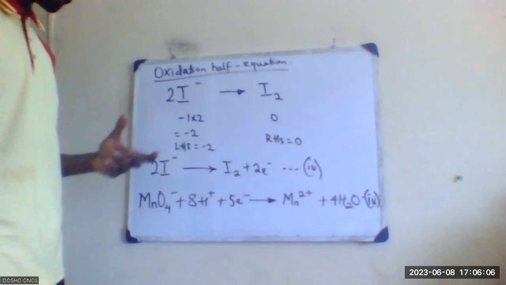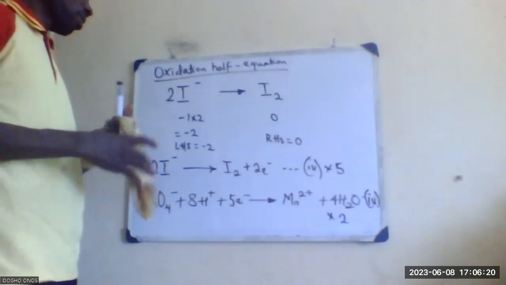And how do we do that? We will multiply equation 4. We have 5 here, so multiply this by 5, and equation 3 multiplied by 2. Any question?